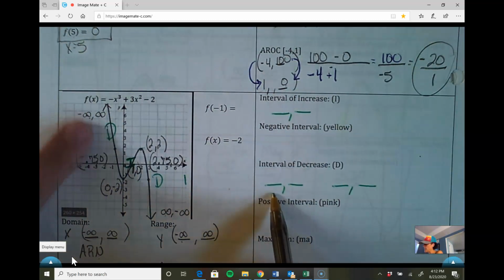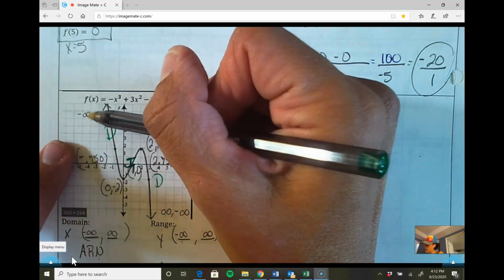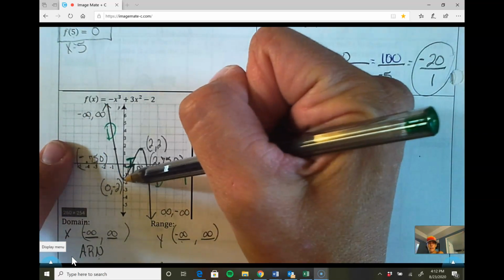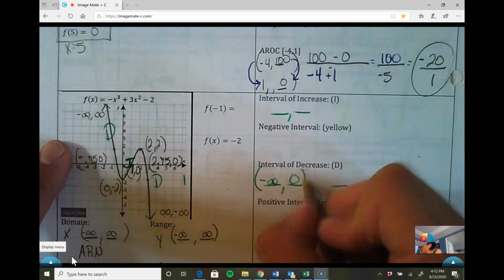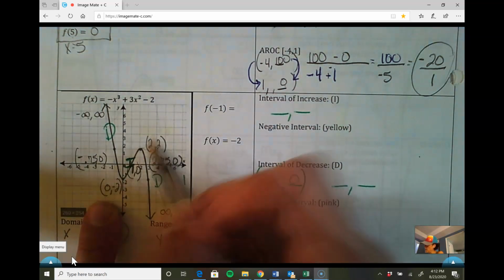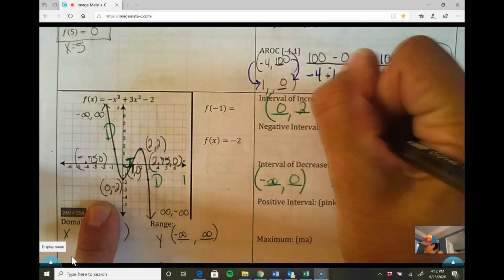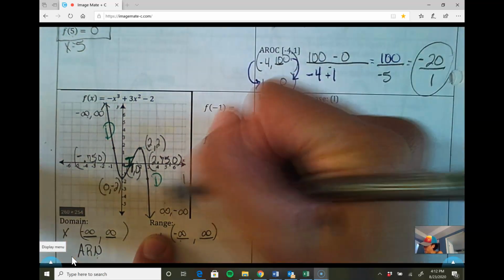So let's start with the decrease. Use the x value, working our way till we get to here. It goes from -infinity to 0. Again, always parentheses. And then we have an increase stretch, so it goes from 0 to 2. Always put parentheses. And then it decreases from 2 to infinity.